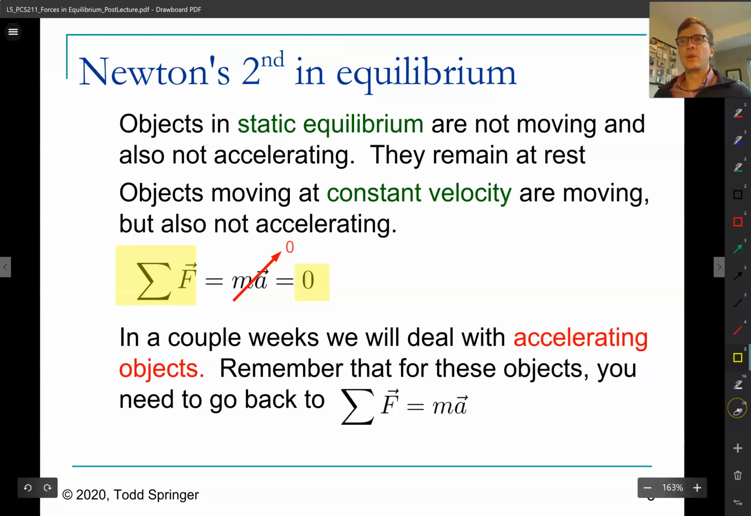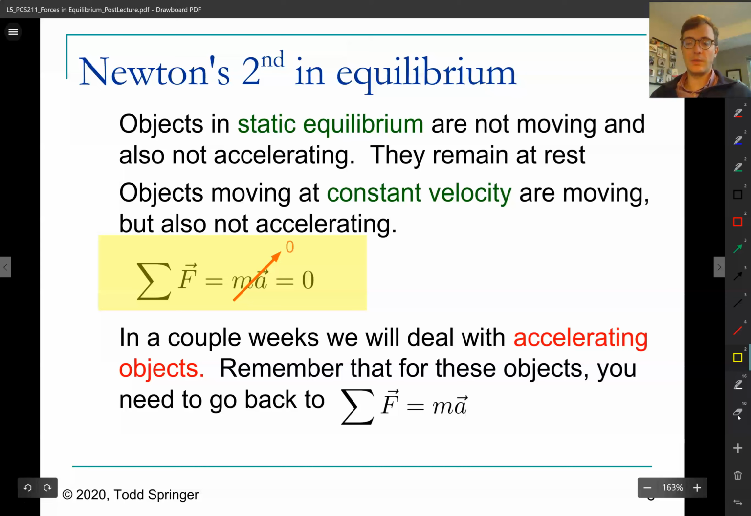In other words, all of the forces in the x direction have to cancel out to zero. All of the forces in the y direction have to cancel out to zero. All the forces in the z direction have to cancel out to zero. Now, let me just make a point, to be very clear, that this equation, adding up all the forces equal to zero, is only true if the object is in equilibrium.